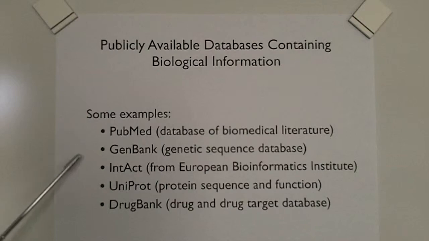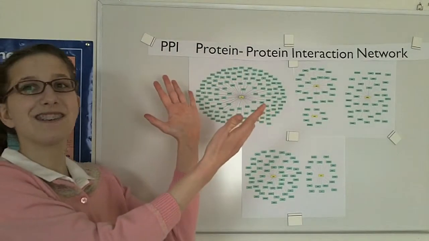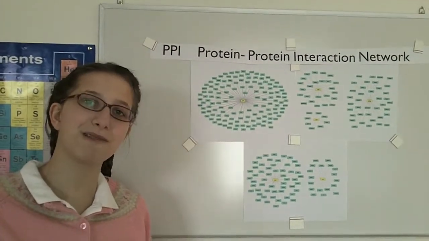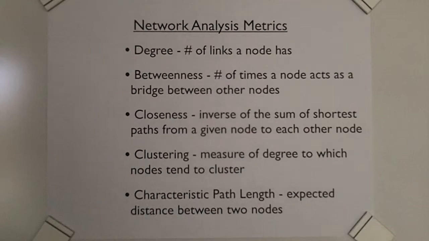These are some of the databases I used in creating this protein-to-protein interaction network. It shows a complex set of interactions between HIV-1 proteins and human proteins. I used network analysis techniques, which utilize metrics such as these, to analyze my protein-to-protein interaction network. Some of these metrics include degree, the number of links a node has, betweenness, the number of times a node acts as a bridge between other nodes, closeness, clustering, and characteristic path length.